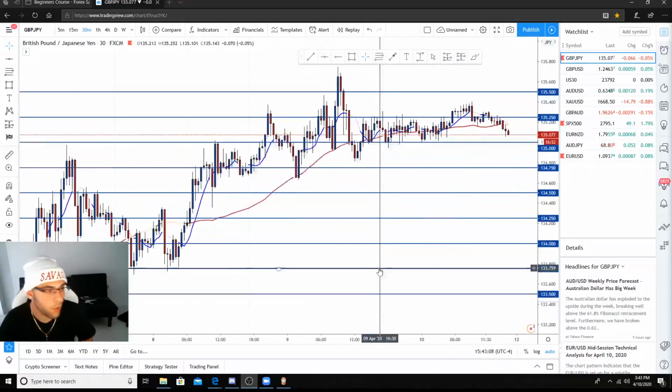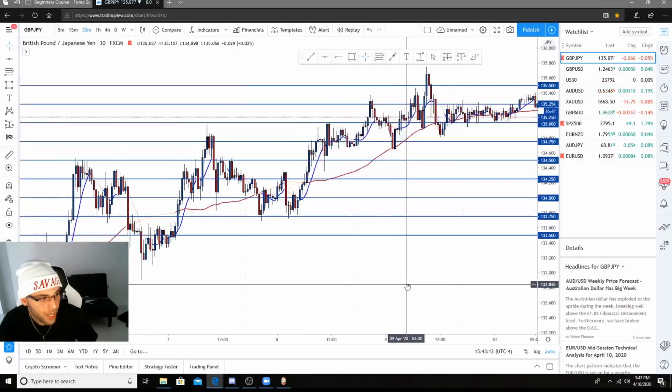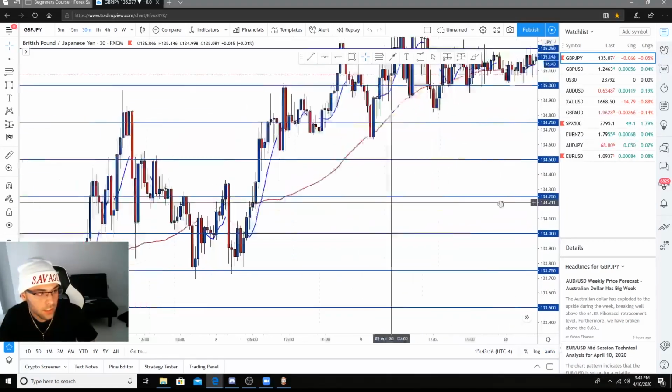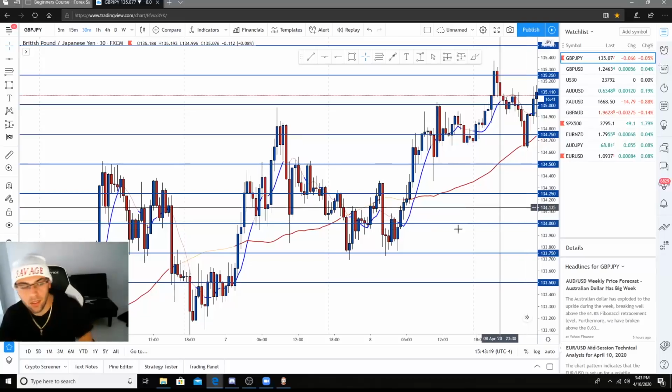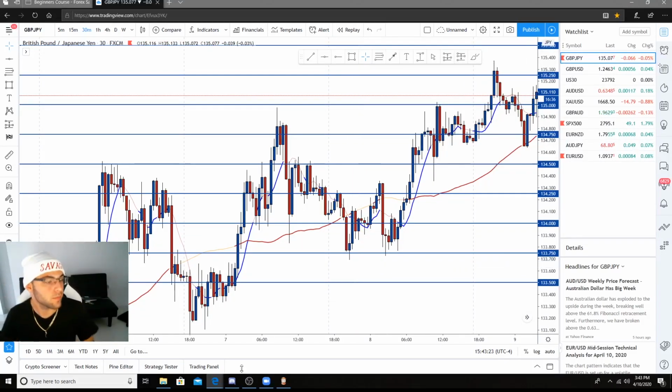Alrighty guys, welcome to part 2 of quarters theory. So this is just the 30-minute chart, and I kind of want to show you exactly how this thing seems to respect the pound a lot. GBP JPY, one of my favorite pound pairs.